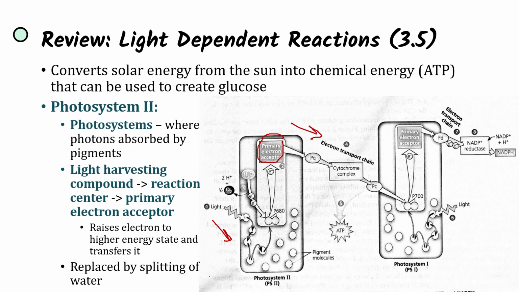And this primary electron acceptor is then going to send the electron down the electron transport chain, which we'll talk about in a minute. Now, to replace this electron, water is used, where the electron from the water molecule replaces the electron in photosystem 2, oxygen leaves the cell as a waste product, and the hydrogen atoms are then entering the thylakoid space on the other side of the thylakoid membrane.